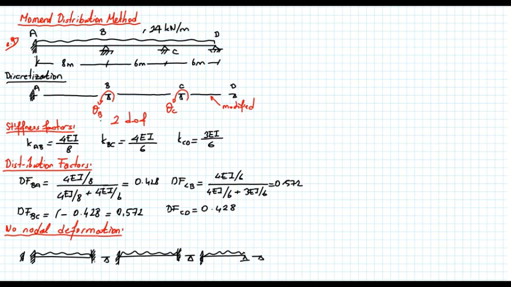And this one is 128 kilonewton meters. 128 kilonewton meters. This one, WL squared over 12, gives me 72 kilonewton meters. This one, 72 kilonewton meters, and that one is equal to 108 kilonewton meters. So remember that this will be our starting point in the moment distribution.